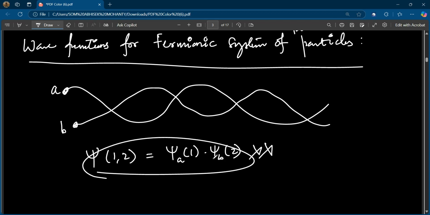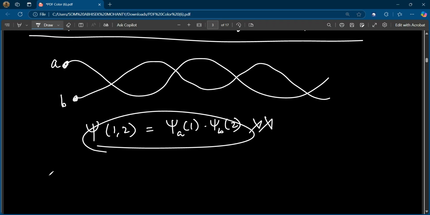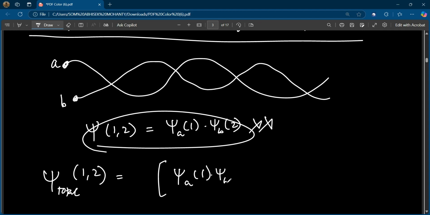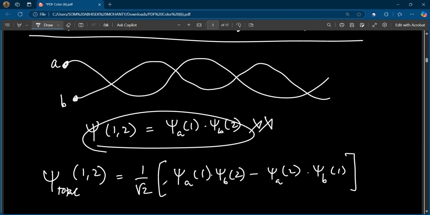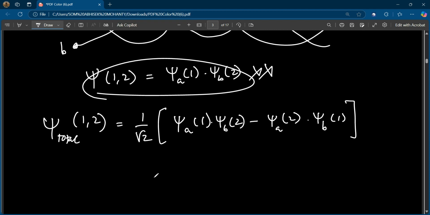This is not for indistinguishable particles. So how will we write for fermion? Fermion will write psi total 1 2. We will be writing it as psi a1 times psi b2 minus, just interchanging them, psi a2 times psi b1, with a normalization factor 1 by root 2. So this is the wave function for a fermionic system of two particles.